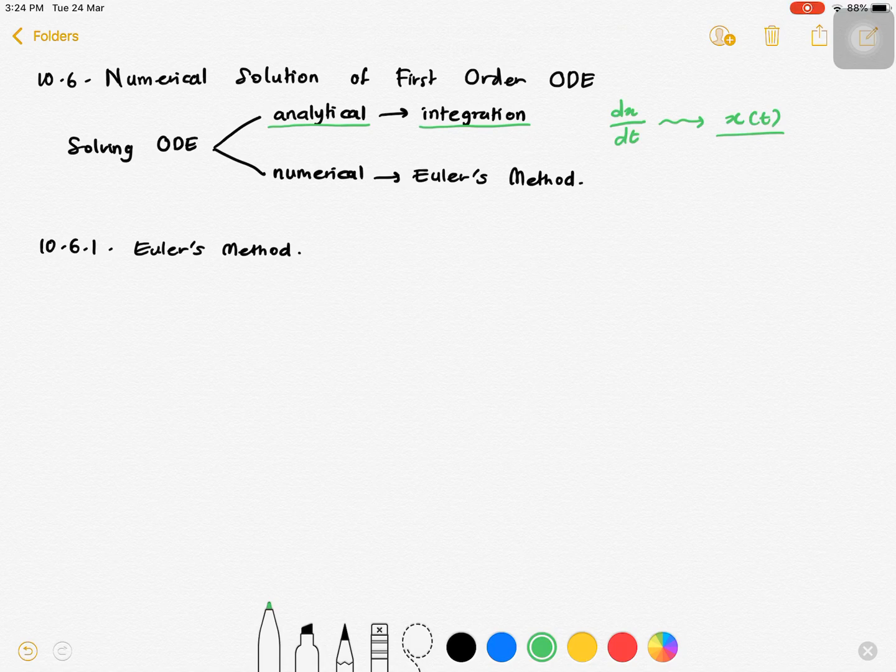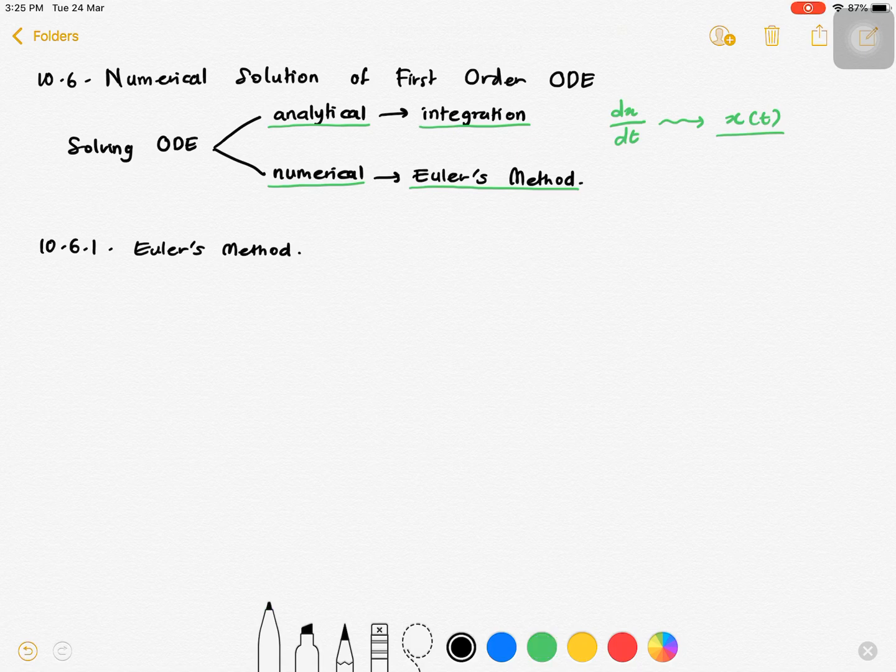But in some cases, the analytical method is not suitable to be used because it includes a complex structure, a complex problem. So sometimes we prefer to use a numerical solution or numerical method to solve the problem, to solve the first order ODE or any ODE. And in this topic, we will learn one numerical method, which is Euler's method, to solve the first order ordinary differential equation.